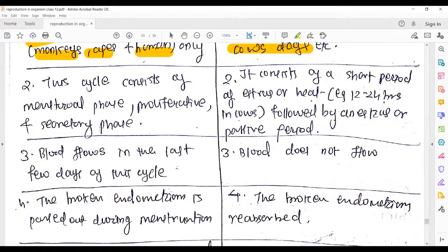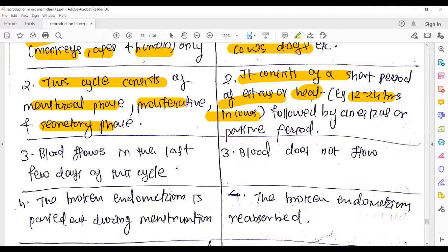Now, what about the menstrual cycle? This cycle consists of the menstrual phase, proliferative phase, and secretory phase. These are the three phases in the menstrual cycle. We will talk about the menstrual cycle in detail while studying human reproduction. The estrus cycle consists of a short period of estrus, or heat period, normally called the heat period in animals. It lasts 12 to 24 hours in cows, followed by an anestrus or passive period.